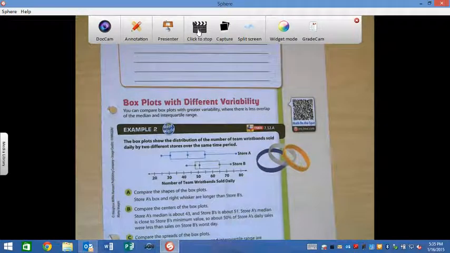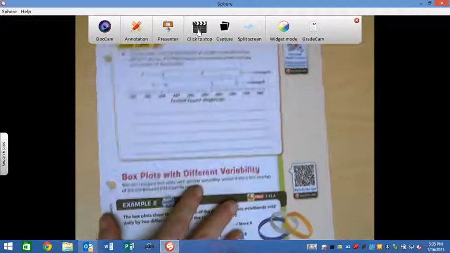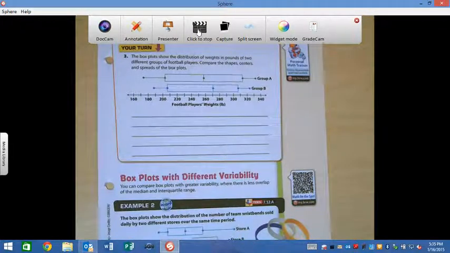On the Your Turn number 3, I did not write an answer. I'm just going to read you a sample answer, and you can compare yours to what I put because this is kind of long.